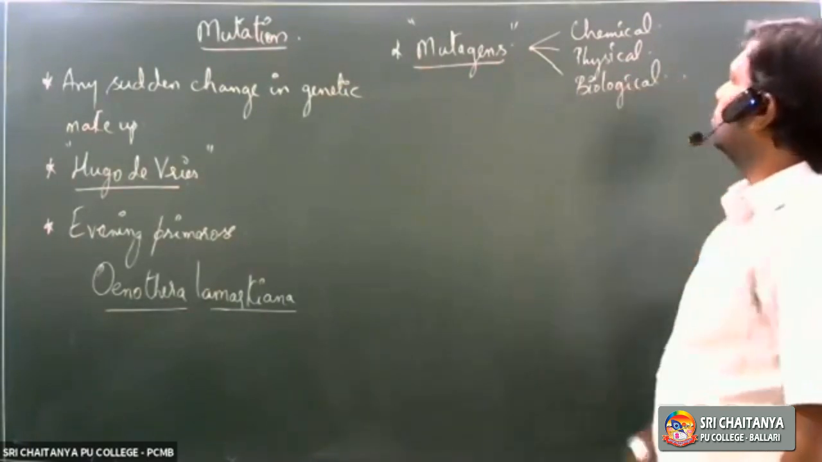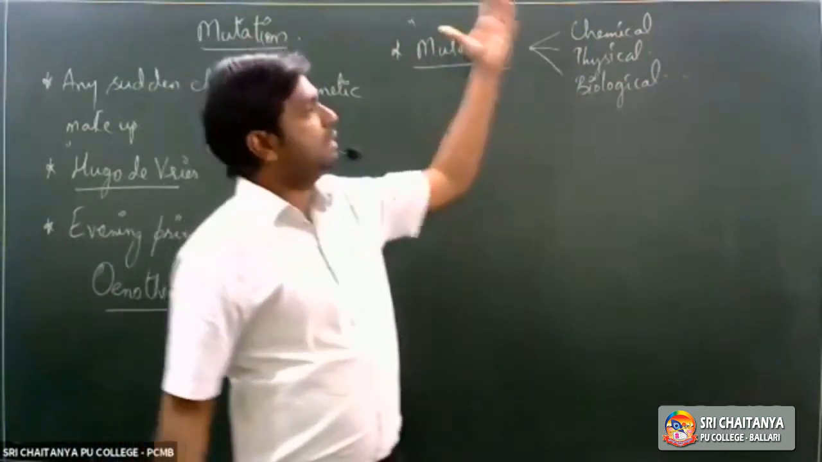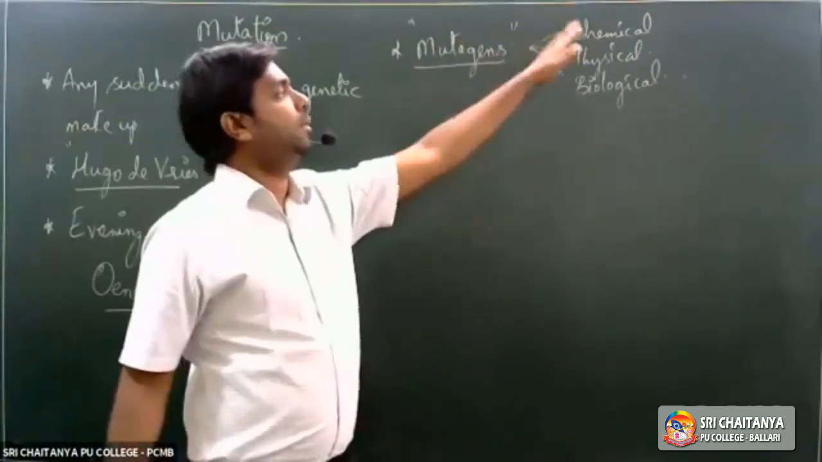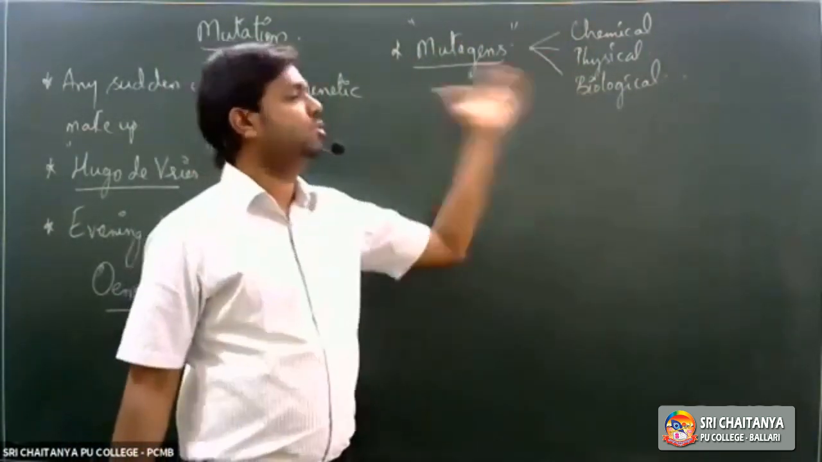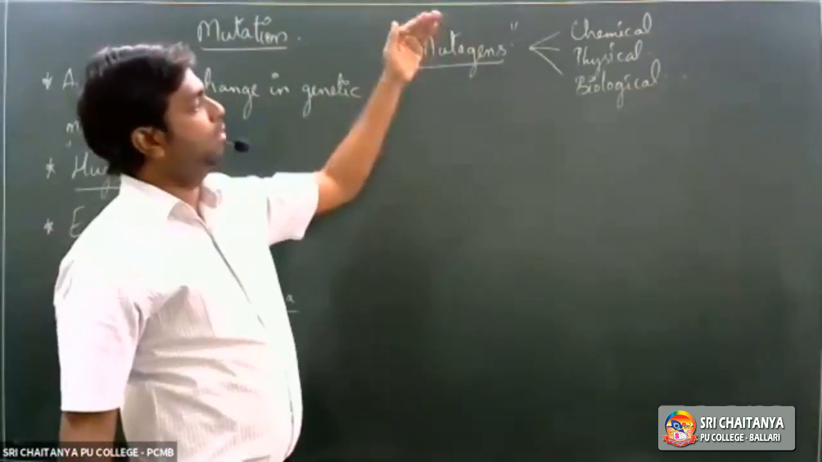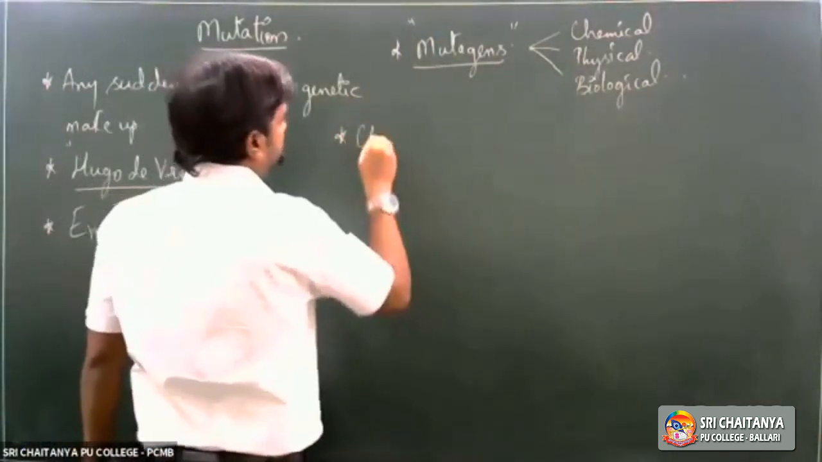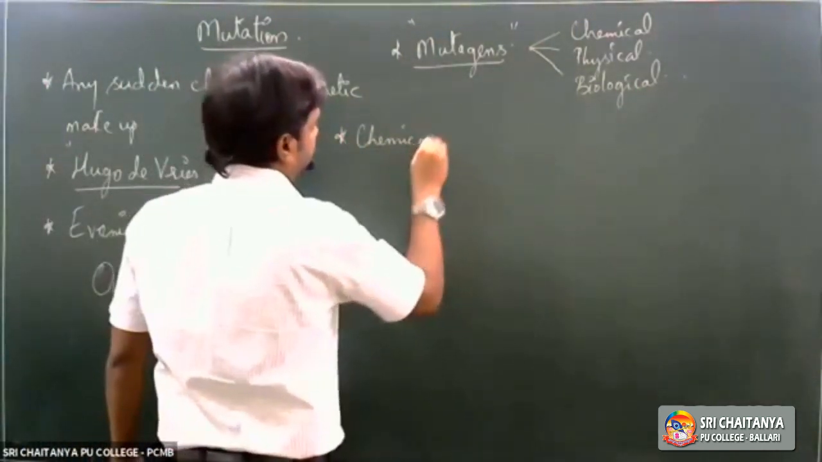Right? So all the mutagens, that is mutation causing agents, would fall under these three categories: either chemical mutagens, physical mutagens, or biological mutagens. So let us see what exactly are these chemical, physical and biological mutagens. The first one we'll be taking up is called the chemical mutagens.